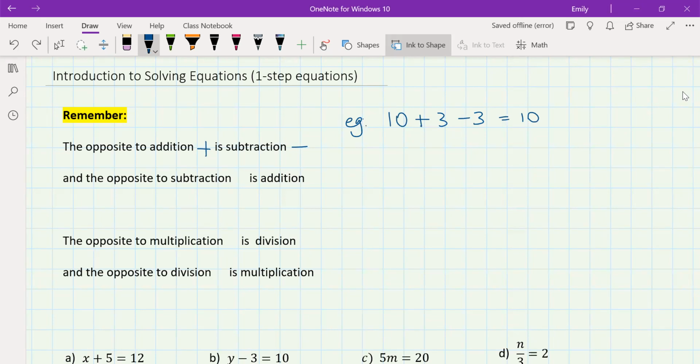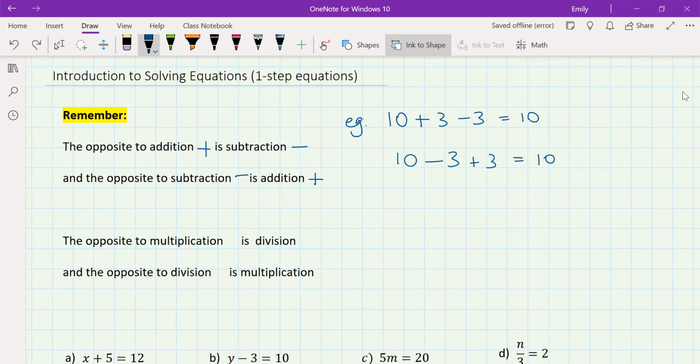And the reverse is true. So the opposite to subtraction is also addition. So subtraction there, same thing, works both ways. So let's do the same example. If I had 10, but I took away 3 first, and then I added 3, I'd still end up back where I started. So if I take away 3, the opposite is to add 3. If I add 3, then the opposite is to take away 3. That's the opposite of addition and subtraction, or plus and minus.